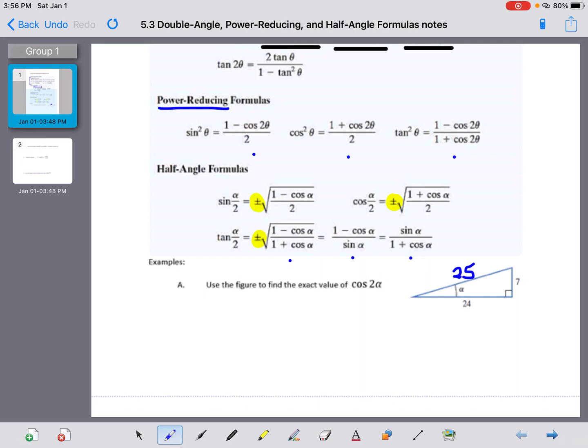So we are using the cosine of a double angle. If we look up at the top, that's the one we can choose 3 of. Because we have nothing else to work with here, I am going to just go ahead for my 2 alpha here.